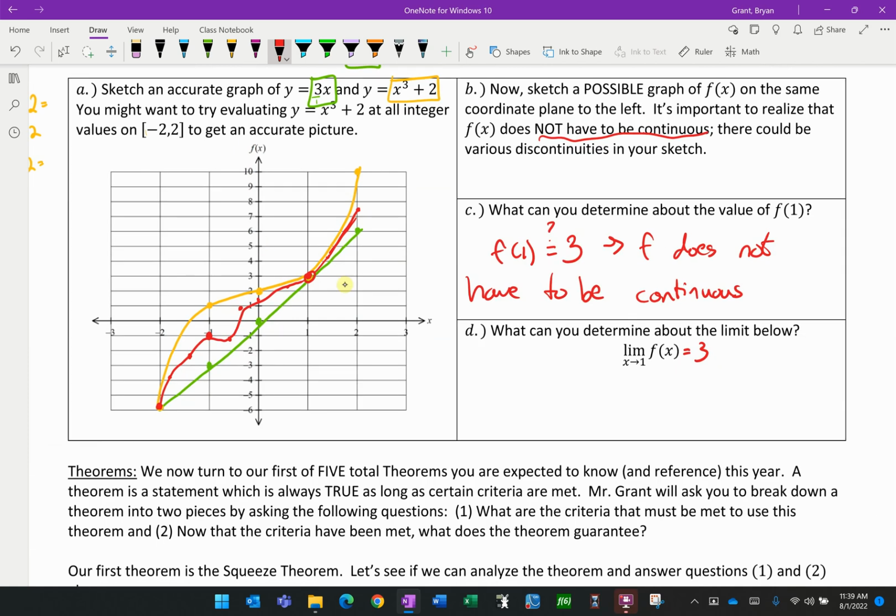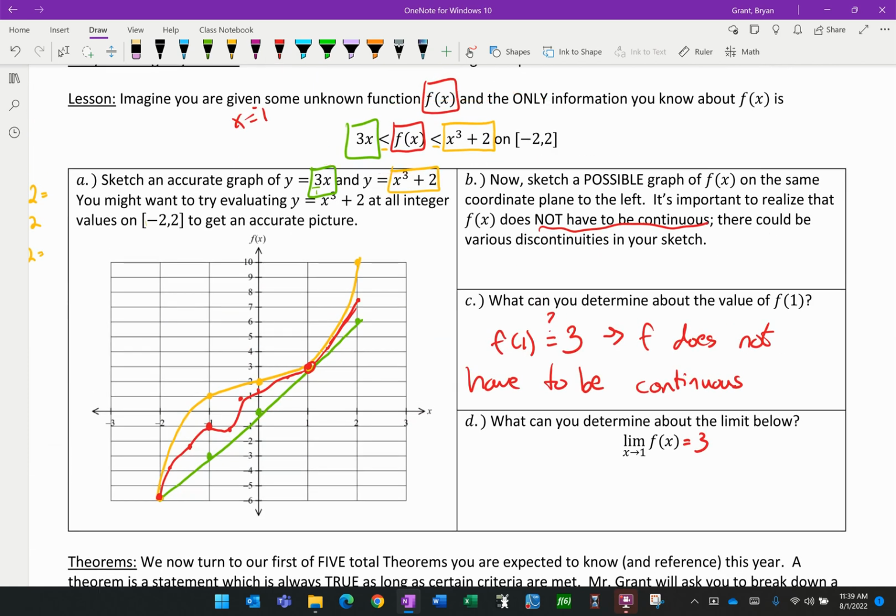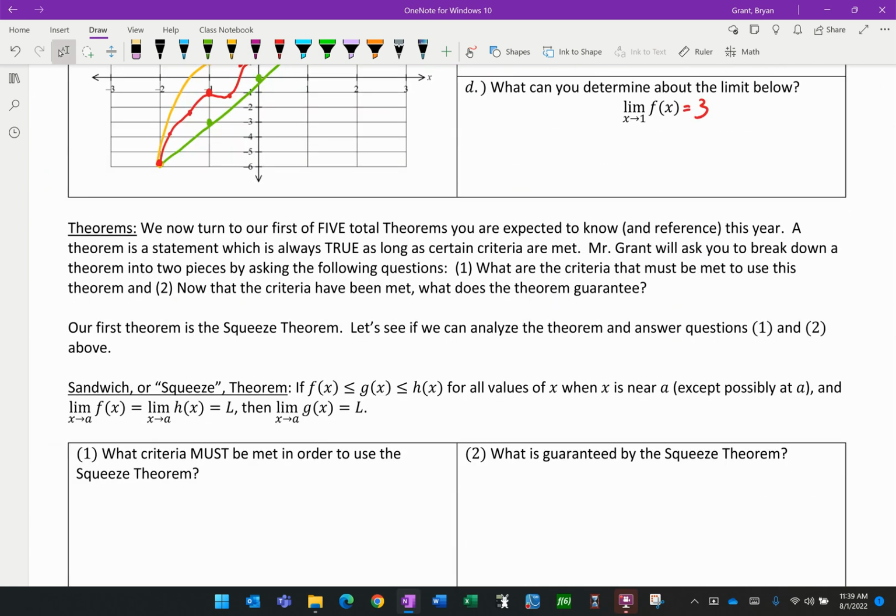So now that we have this graphical interpretation of this weird triple inequality up here, let's go ahead and discuss the first of our 5 total theorems that you're expected to know and reference throughout this year. Now, a theorem is a statement which is always true as long as certain criteria are met. They will say, if these 3 things happen, then this 4th thing will always happen. Okay? I'm going to ask you to break down, every time we do a theorem, into 2 pieces by asking the following 2 questions. First, what are the criteria that must be met to use this theorem? And 2, now that the criteria have been met, what does the theorem guarantee?